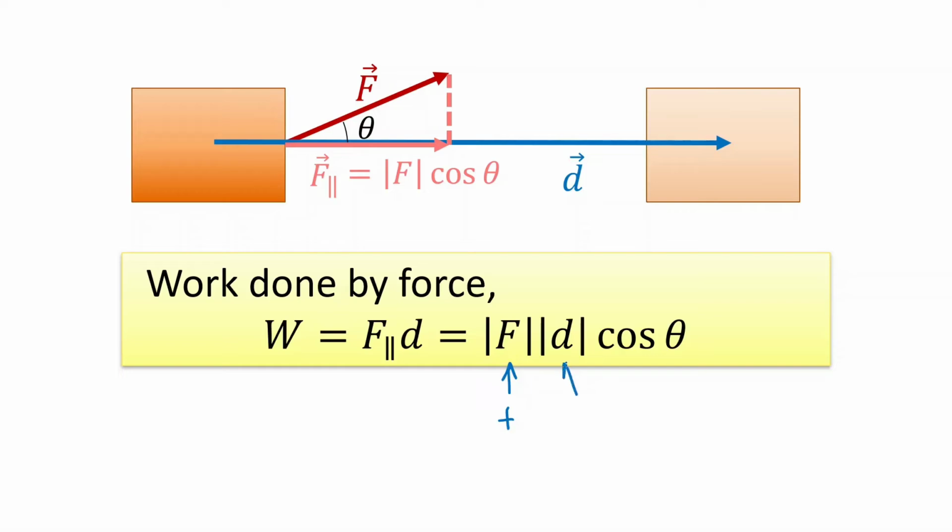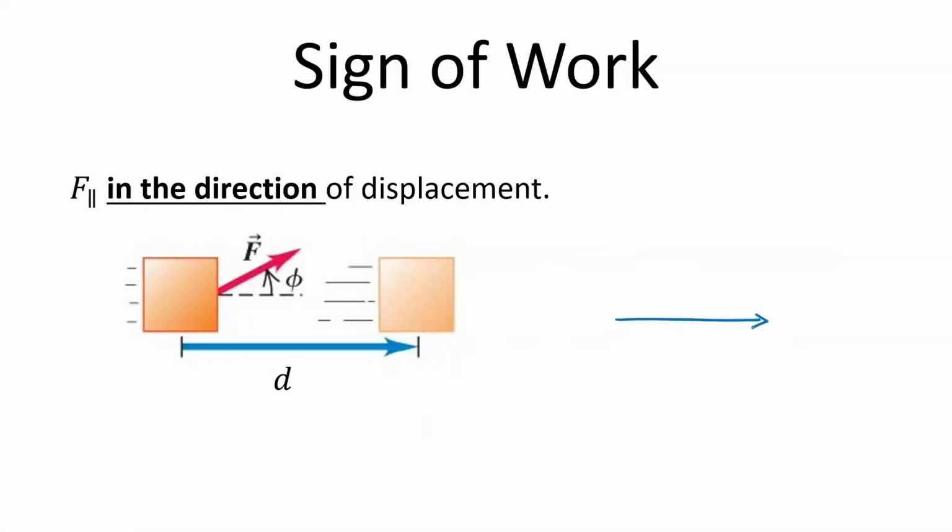because it's the magnitude of a vector, multiplied by the magnitude of the displacement, which is positive as well because magnitudes are always positive. So let's see what happens in all possible cases when the angle is between 0 and 180 degrees. Let's analyze the case when the displacement and the force make an angle between 0 and 90 degrees.